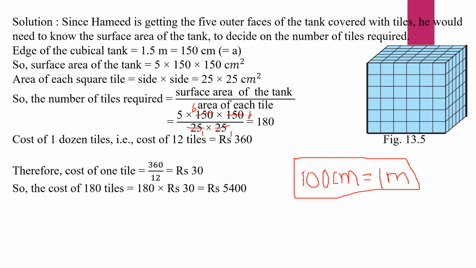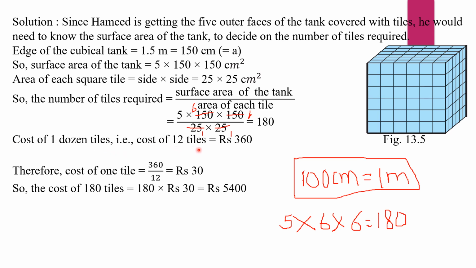Then what will we get here? 5 into, in the numerator what will we get? 5 into 6 into 6. I am doing this part in the rough work. What will you get here? Yes, 180. So this is the value of 5 into 6 into 6. That is equal to 180. Understood this point, my children? This is the number of tiles required. Okay, my children. Now come to the cost of 1 dozen tiles.